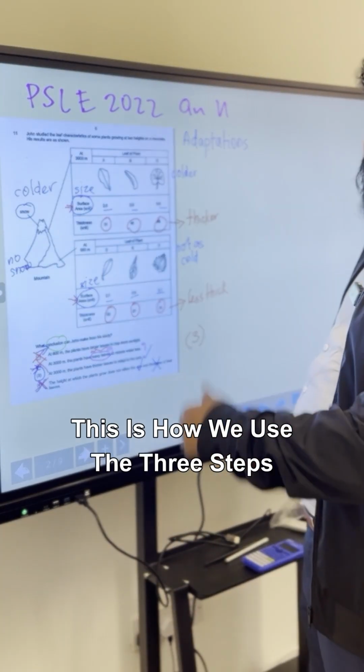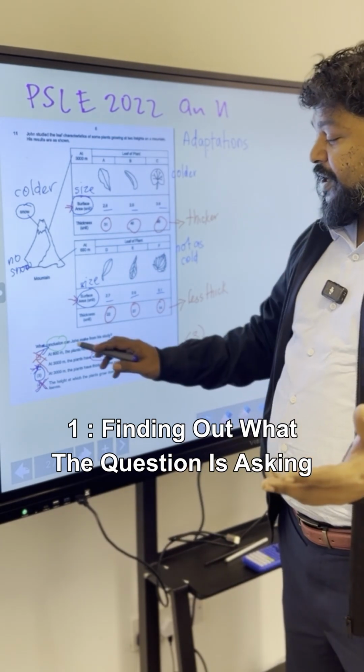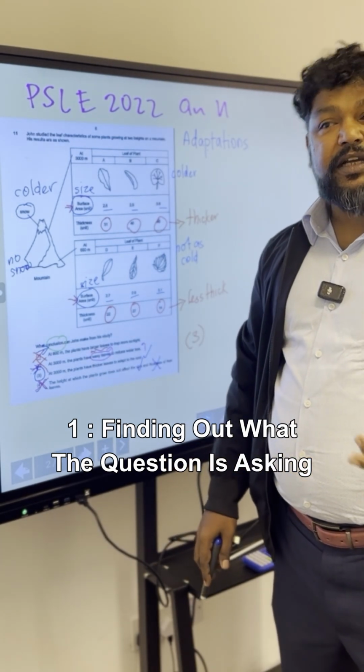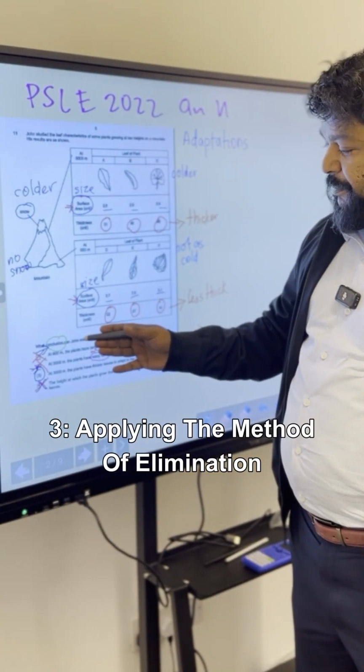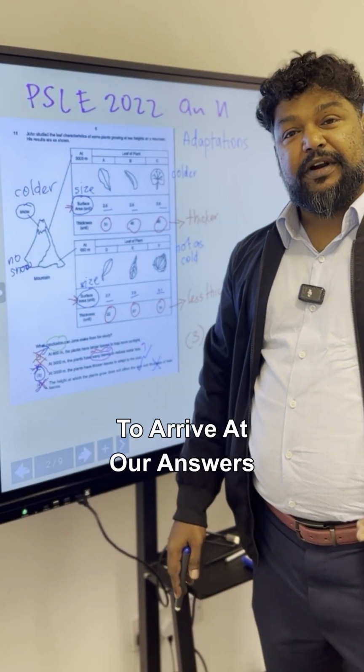This is how we use the 3 steps. Number 1, finding out what the question is asking. Number 2, analyzing the information in the question. And number 3, applying the method of elimination to arrive at our answers.